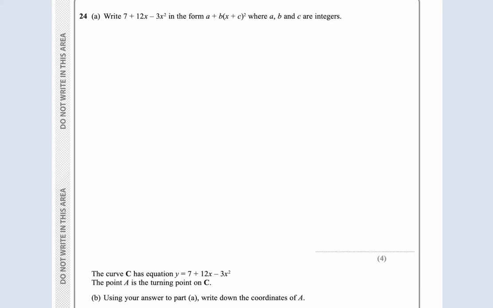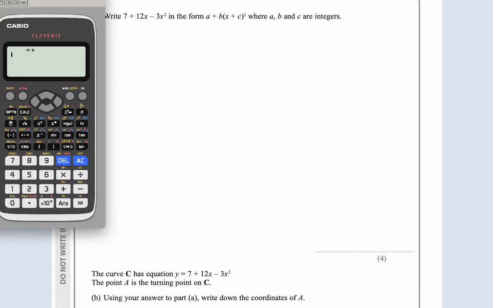The easy way though, with this calculator, watch this. You can go menu, equation function, polynomial, degree 2. Then we put in our minus 3, be careful, because this is the x squared term, minus 3, then 12, and then 7 equals 0. Press enter. It gives us the solutions, which aren't useful in this question. But then it gives me the max. The x coordinate of the max is 2, and the y coordinate of the max is 19.